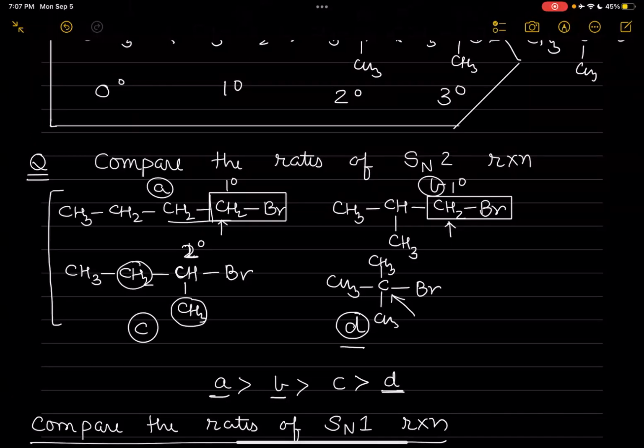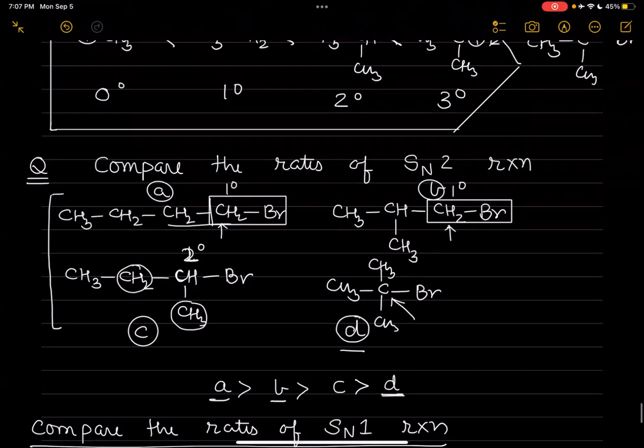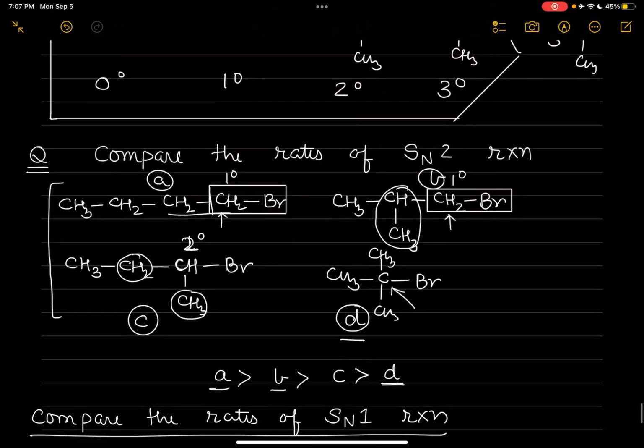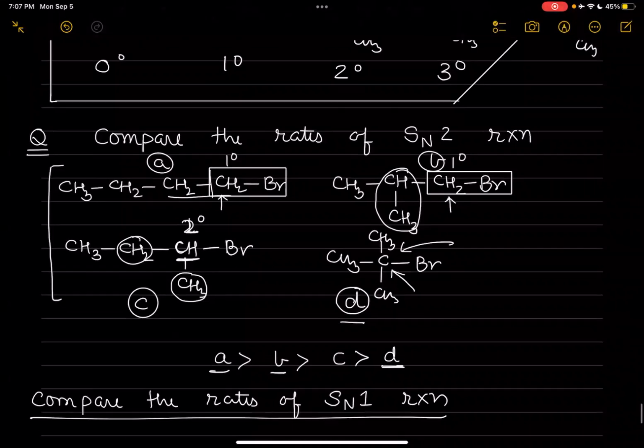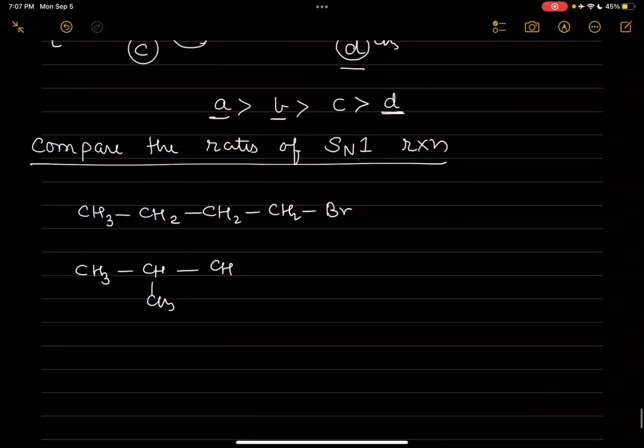Sir, it's because of the branching, the number of branches. Yeah, though both are primary, the branching is not directly at the carbon atom which is connected to Br, but in this case it is closer. This methyl group is coming out, and it will block the path of the nucleophile, so the rate will become a bit less. And here the branching is directly on the carbon atom where the nucleophile is attacking. And in tertiary also the branching is maximum. There are 3 groups, so that is going to be the least reactive.